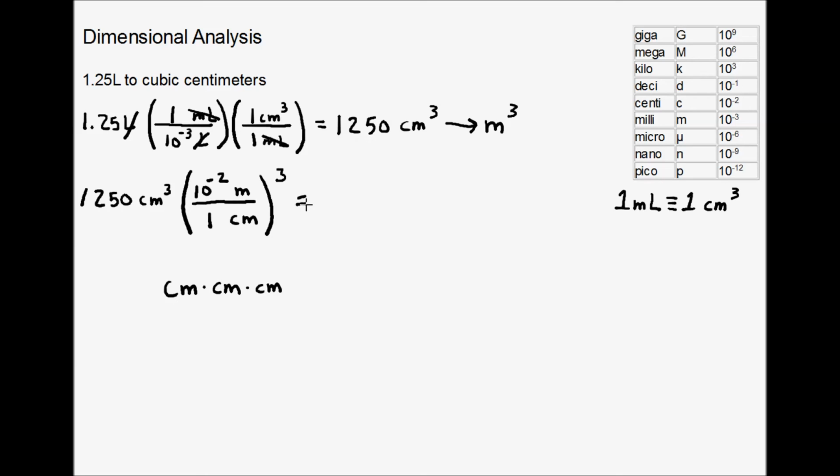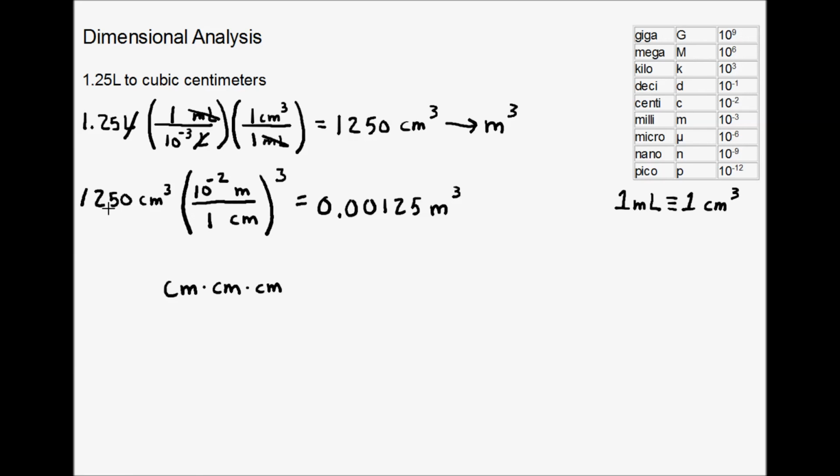Alright, so when I do this, now I'm taking 1250 times 10 to the minus 2, and I'm cubing the 10 to the minus 2, divided by 1 cubed. And I do that, I get a number, 0.00125. Now, these 3 cubic centimeters have canceled with those 3 centimeters, and I'm left with cubic meters. So my answer now is in cubic meters.